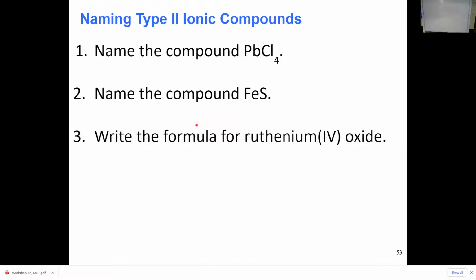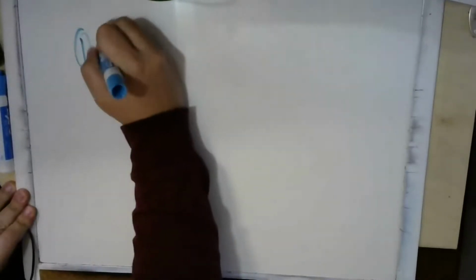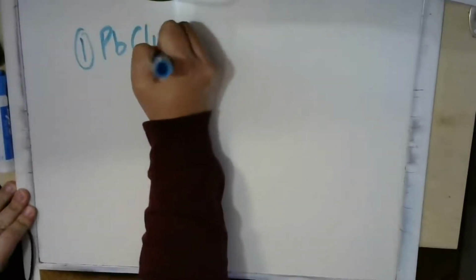So let's look at some examples of naming type 2 ionic compounds. I'm going to do these on the whiteboard. So we have PbCl4. So the first thing that we have to do is recognize that this is a type 2 compound. Okay. Once we recognize that it's a type 2 compound, then we're going to find the charge of that cation.